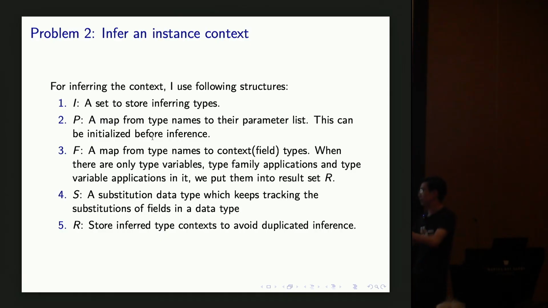During the inference process, I will substitute these fields iteratively while traversing the data types I need to infer. I will give you an example later. S is a substitution type which keeps track of the substitution of fields in a data type. And R is the result store of inferred data contexts, to avoid duplicated inference. I will give you a concrete example.